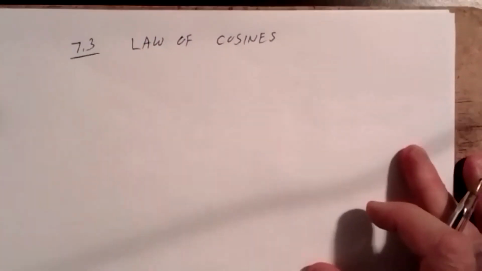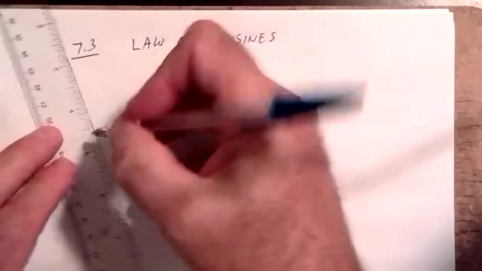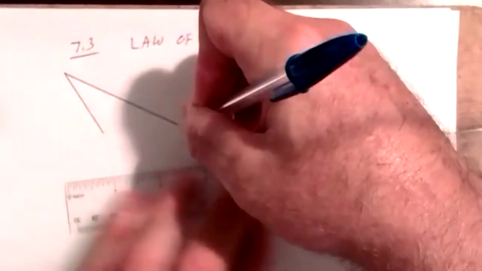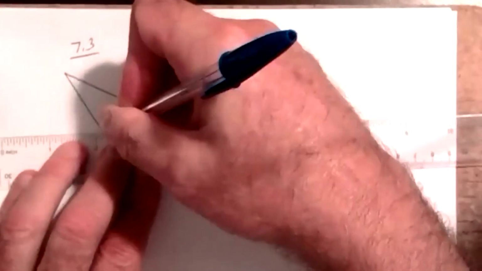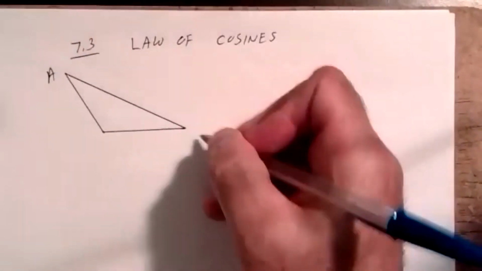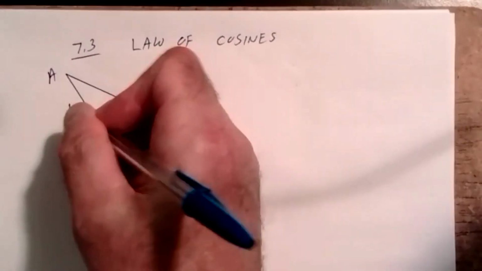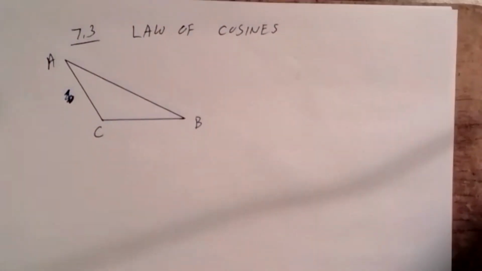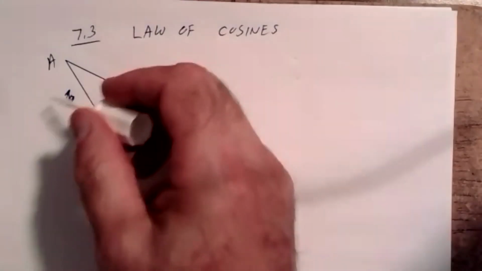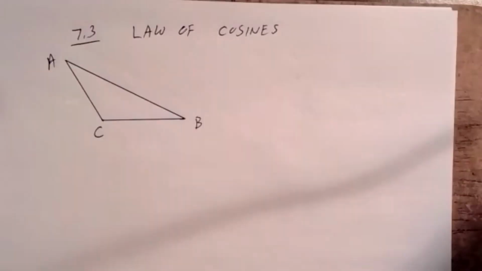Law of cosines. Suppose I have a triangle that looks like this, and we'll call it triangle ABC. I'm not going to indicate any sides right now. So suppose we have a triangle ABC. Notice it's not necessarily a right triangle.